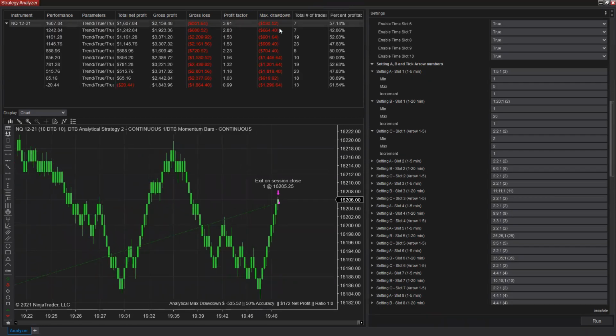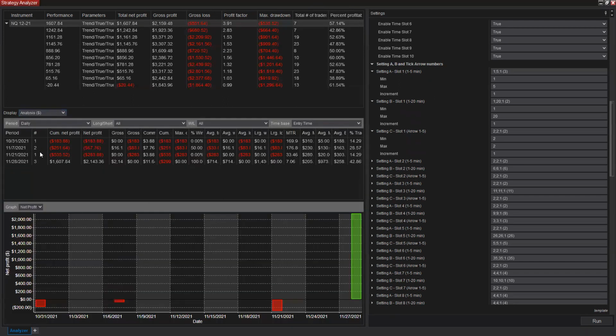Okay, so the results have got slightly better. So if you're looking at the analysis, okay, these are the specific days. What this is basically saying is that so far today, the strategy would have entered 3 positions based on the settings.